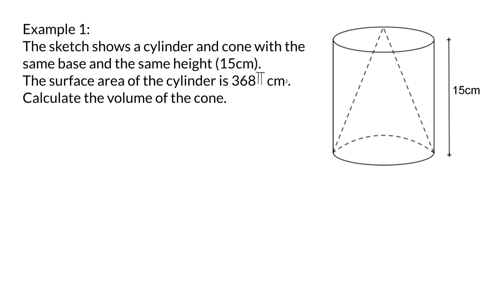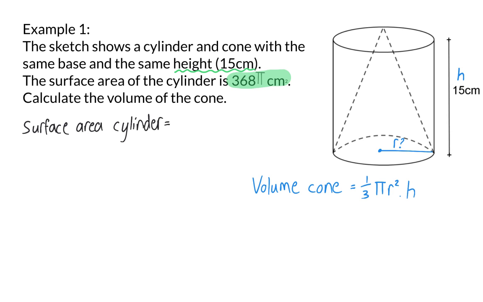Example 1. The sketch shows a cylinder and a cone with the same base and the same height of 15 centimeters. The surface area of the cylinder is 368 pi centimeters squared. The question is to calculate the volume of the cone. The formula to calculate the volume of a cone is 1/3 pi r squared times height. We are given that the height is 15 centimeters, but the radius of this cone and cylinder is not given. To determine this radius, we need to use the information given about the surface area of the cylinder.